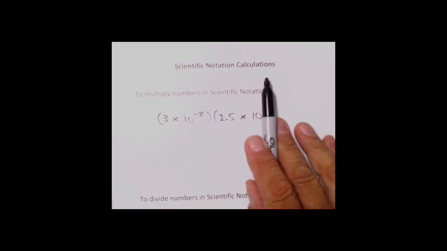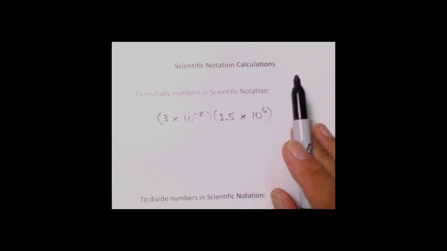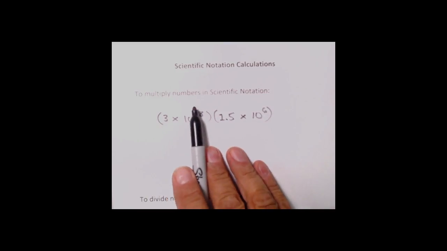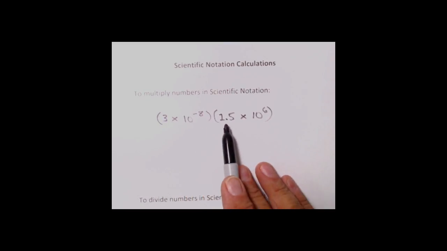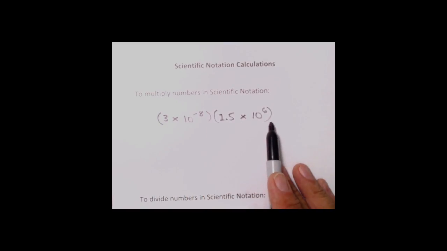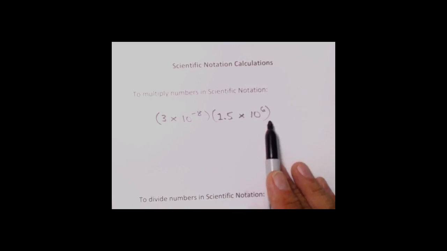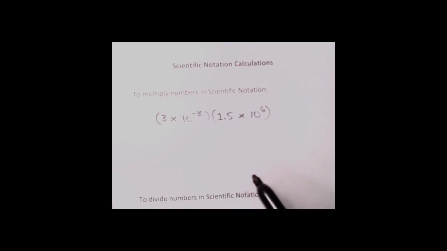Well, remember again, scientific notation makes it much easier to multiply and divide very large and very small numbers, and we've got some examples here for you. First, to multiply numbers in scientific notation, and here are two scientific notation numbers, both of them in proper form. Very simple to do.